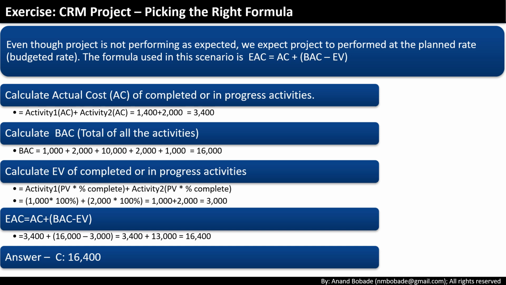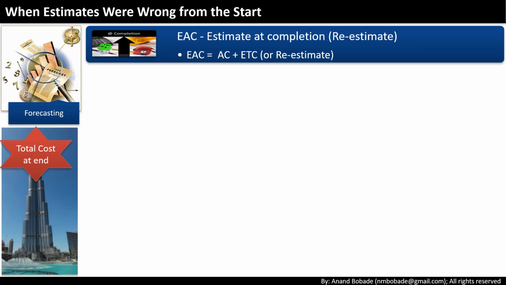Not all projects can rely on formulas. Sometimes your estimates are fundamentally flawed, wrong from the beginning. In that case, you re-estimate. Formula is EAC equals AC plus new ETC.